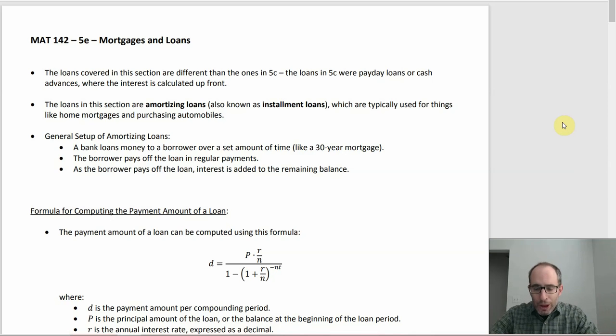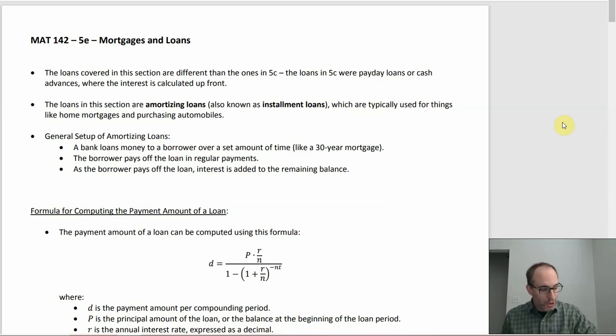So basically what happens is that the bank would loan money to a borrower over a set amount of time. So I stuck in parentheses a 30-year mortgage or a 20-year mortgage or a 15-year mortgage, anything like that. And then the borrower pays off the loan in regular payments, and the typical setup is where the payments are all the same size. So that's what we're going to have. And then as the borrower pays off the loan, interest is compounded at the end of every payment period, so interest gets added to the remaining balance.